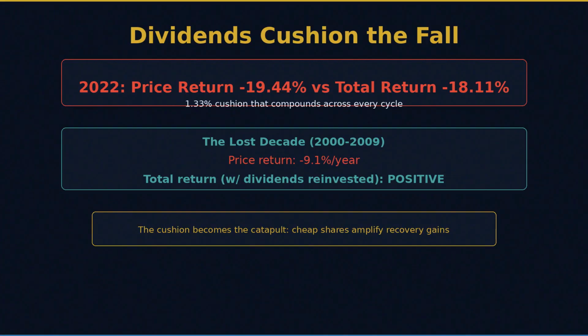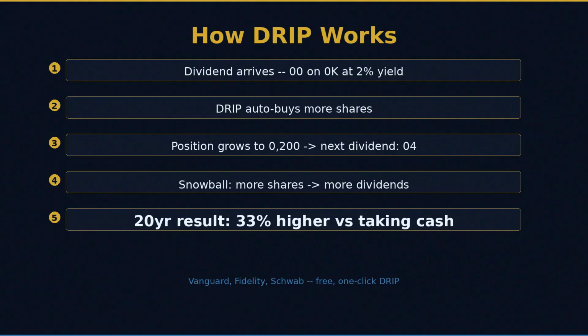Dividends matter most when markets are falling. In 2022, the S&P 500's price return was negative 19.44%. But the total return, including dividends, was negative 18.11%. That 1.33% cushion seems small.